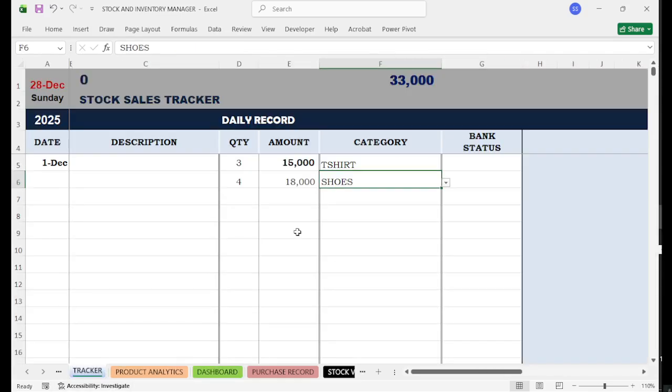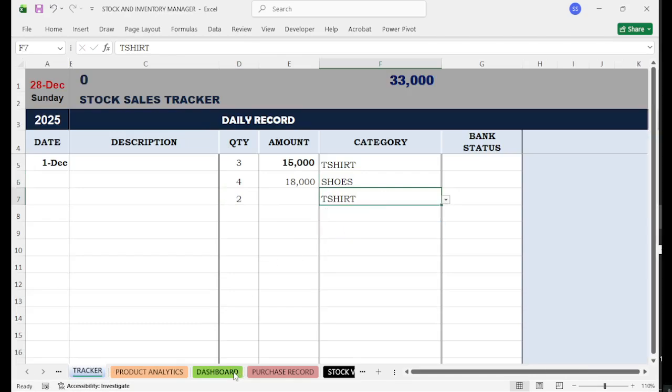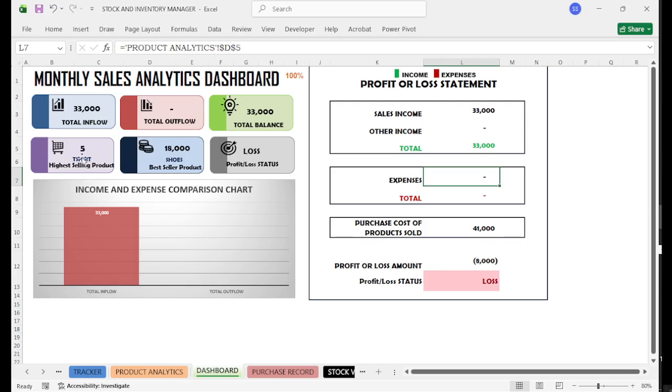Okay, so let's say from here you sold another 2 t-shirts. It will be telling you that you actually have a higher selling product, t-shirts, because you sold 5 so far. But shoe has the highest revenue generated, bestseller, 18,000 naira. So you're actually still making a loss here.